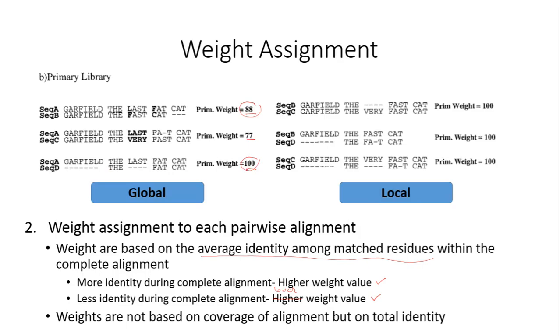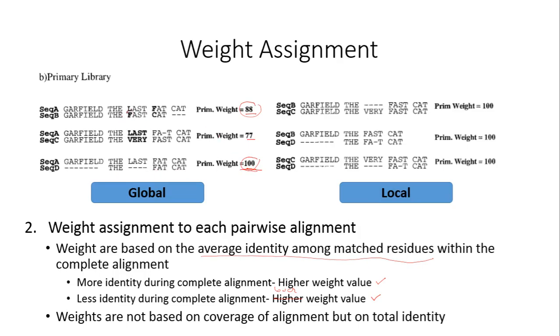Why is that? That is because the identity in this alignment is less as compared to the identities that you have obtained in this alignment, the second alignment. Here the identity is maximum, therefore its primary weight is higher.